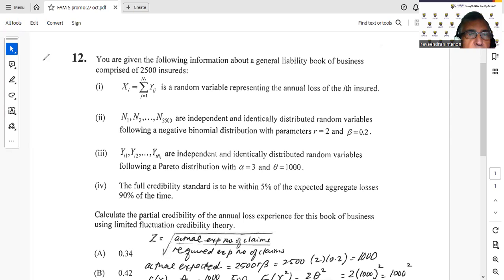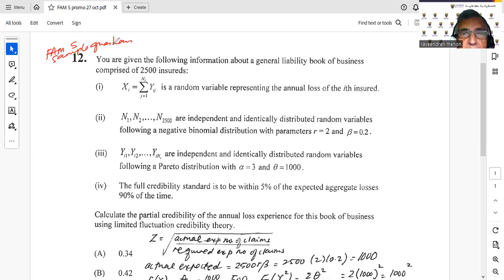We are looking at question number 12. We are continuing with the series of examples we are looking at from the FAMS sample questions. You can access the questions on the SOA website, and you can also see the solutions that they've provided. Meanwhile, let's take a look at question number 12.